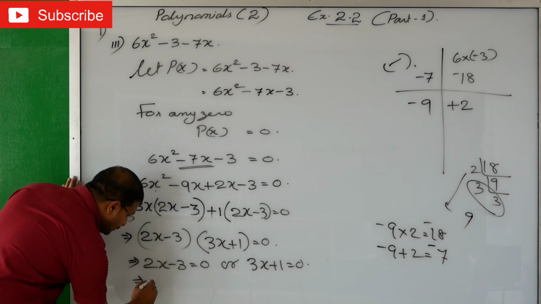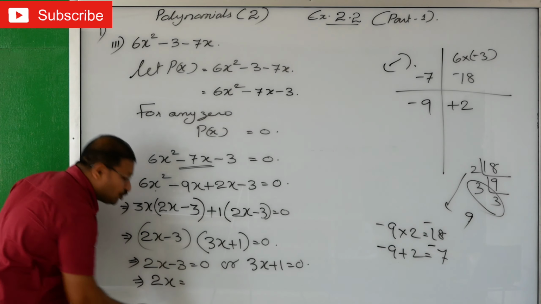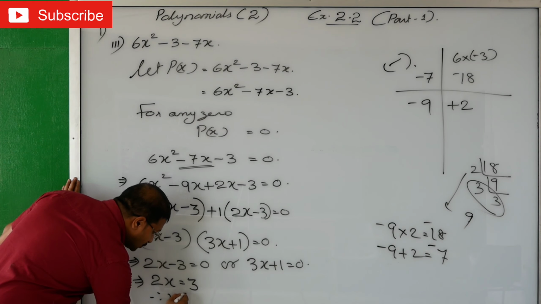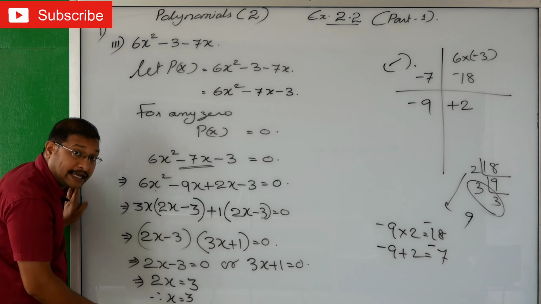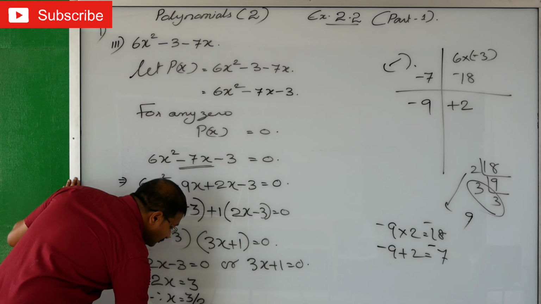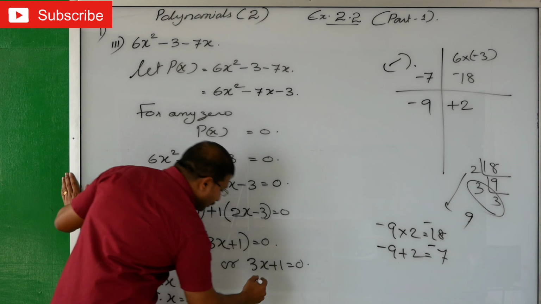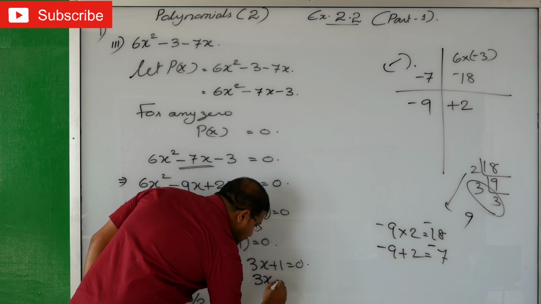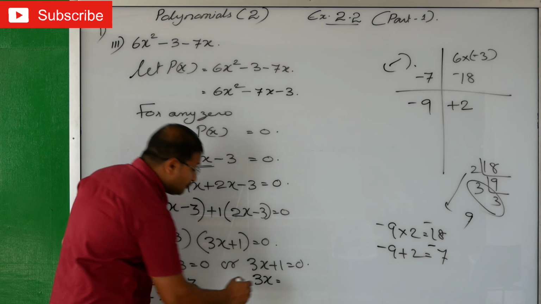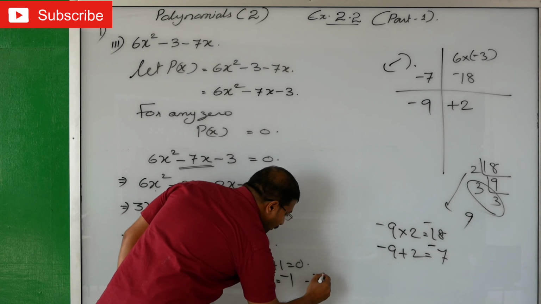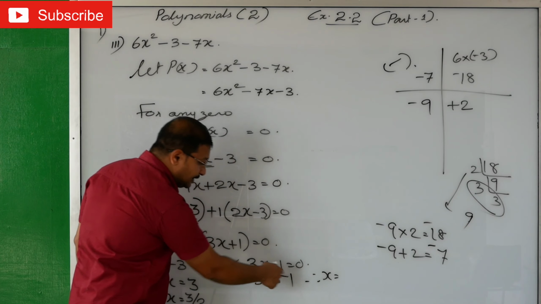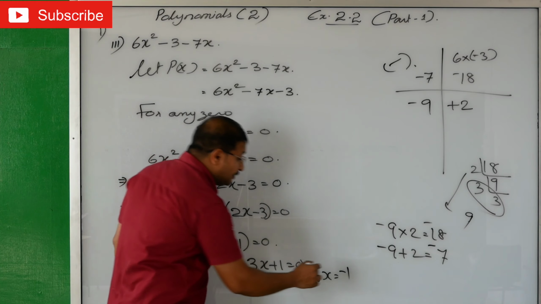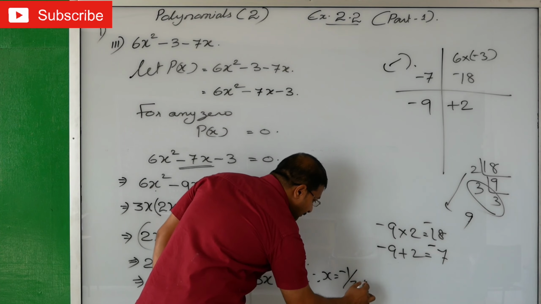This implies 2x equals minus 3 goes to the next side, plus 3. Therefore, x equals 3, and this 2 goes to the next side. We'll divide 3 by 2. Ready? Here what will you do? 3x plus 1 equals 0. That means what will you get? 3x equals plus 1 goes to the next side, minus 1. Therefore, x equals minus 1, and of course this 3 is multiplying, so it goes to the next side and divides. That means divide by 3.